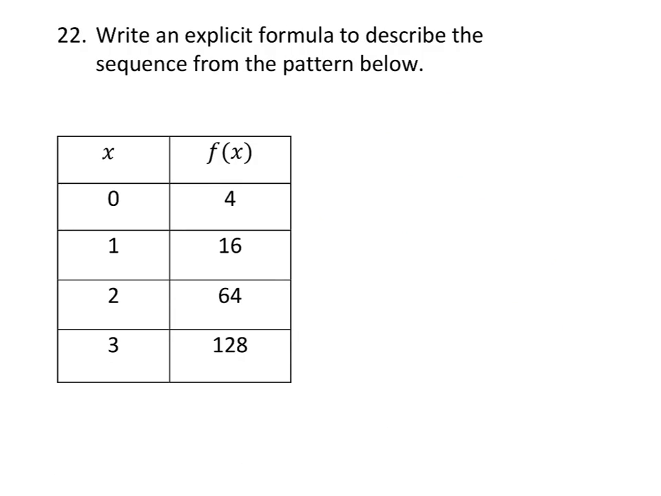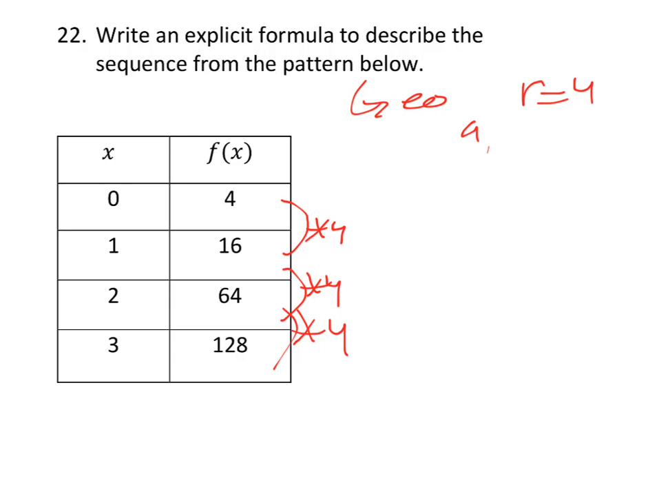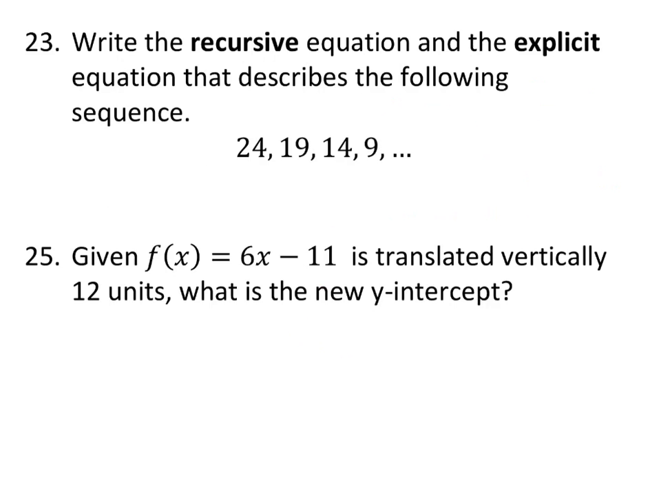On 22, write an explicit formula to describe the sequence pattern below. This is timesing by 4 each time, times 4, times 4, times by 4 each time. So this one's geometric, with a common ratio of 4 and an initial value of 4, which is right there. So if you want an explicit formula, it's going to be like this. 4 goes out front, initial value goes out front. Your common ratio goes there, and you do the n minus 1 power. And that one's good to go.